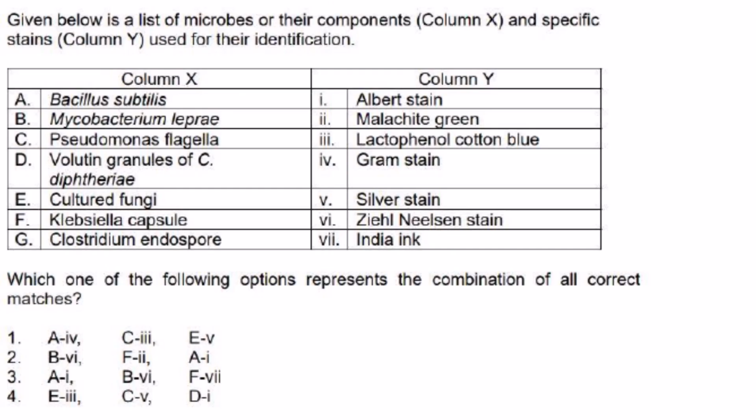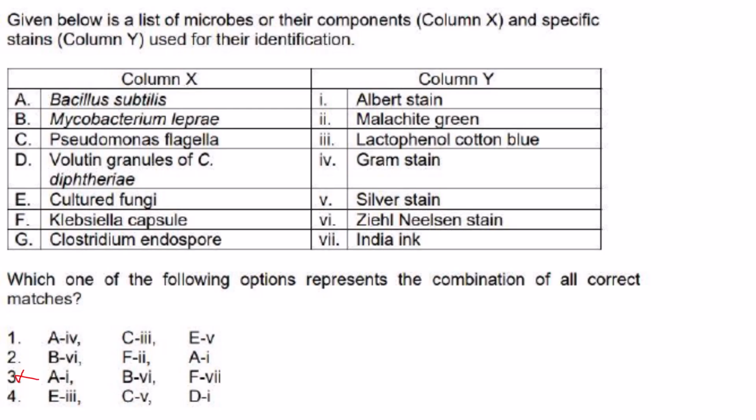And next one. Given below is a list of microbes or their components, that is X, and specific stains Y used for their identification. Which of the following represent combination of correct matches? Now Bacillus subtilis, the stain is gram stain, so A4, they have given A1, so option 3 is wrong.